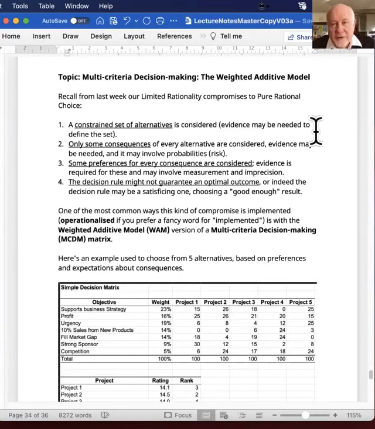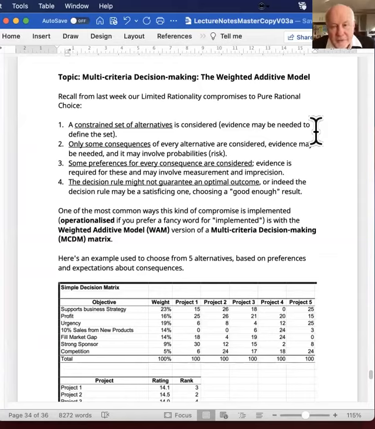So the first one is, instead of considering every possible alternative that we could decide, we go through some process of triaging and narrowing down the set of alternatives. The second thing is we only consider some of the consequences of the decision. There can be many, many consequences to a decision, but we only consider the ones that we can reasonably identify and make judgments about, and that we think are important or most important.